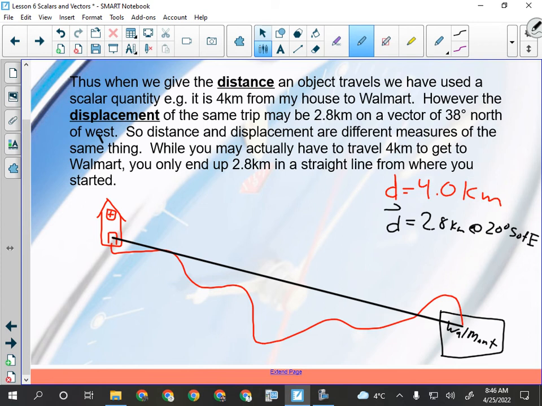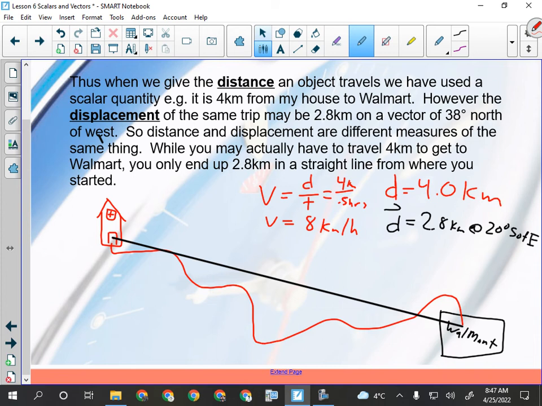What's my speed? How fast did I walk? I went 4 kilometers, and it took me a half an hour. How fast did I walk? 8 kilometers an hour. In order to do that, we did this calculation. Speed equals distance divided by time, which is 4 kilometers divided by 0.5 hours, giving me a speed of 8 kilometers per hour. Everybody all right with that?